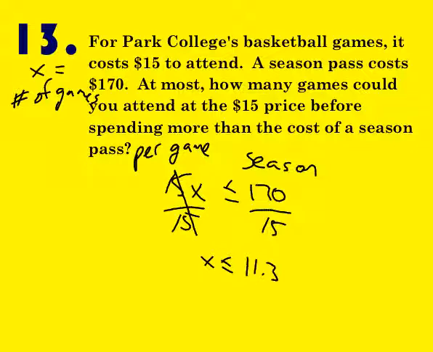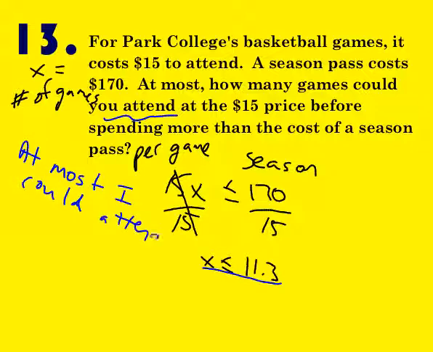Okay, so here's the question though. At most, how many games could you attend? So if I'm only going to 5 games, it'd be cheaper to pay per game. But if I'm going to more than 11, then it'd be cheaper to get a season pass. So at most, I could attend 11 games. Alright. There you go. You got it.